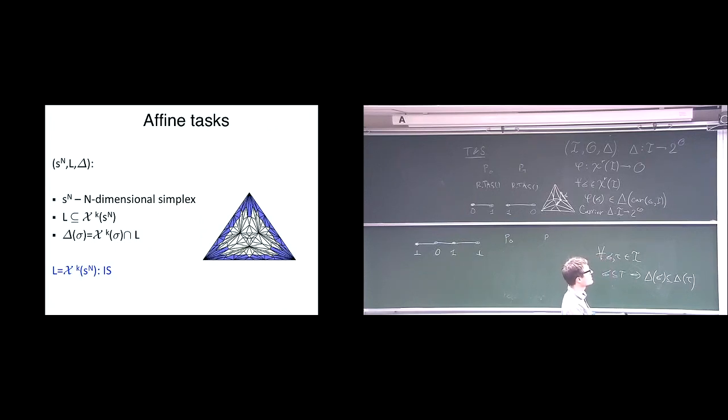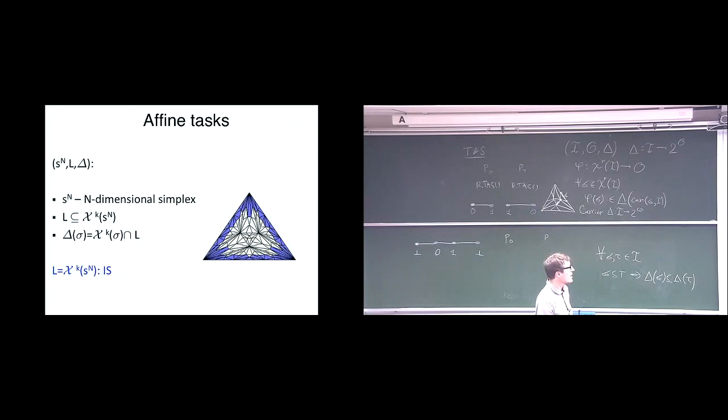Given an n plus one processes simplex, you have a subset of a k degree standard chromatic subdivision of this simplex. K is usually two, actually. So far, we only found affine tasks in dimension two, which is great because it looks like two is a pretty powerful degree. You don't have to go further.